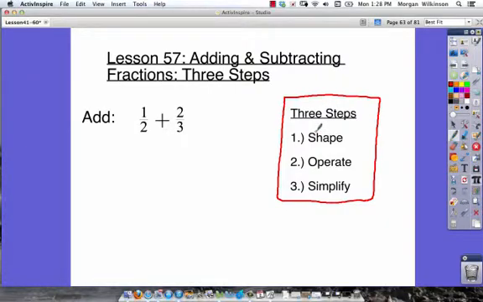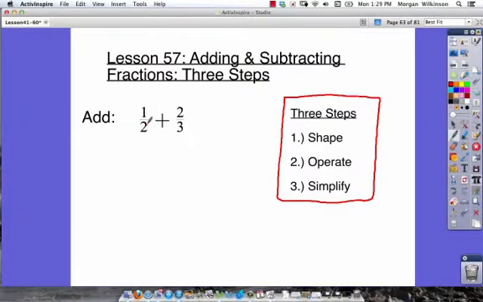The first step is to find the right shape. The second step is to operate, and the third step is to simplify. Now we're going to go through this 3-step process with our first problem of 1/2 plus 2/3. So in order to find the right shape, that means we need to write the problem with the same denominators. So we're going to have to rewrite our fractions.